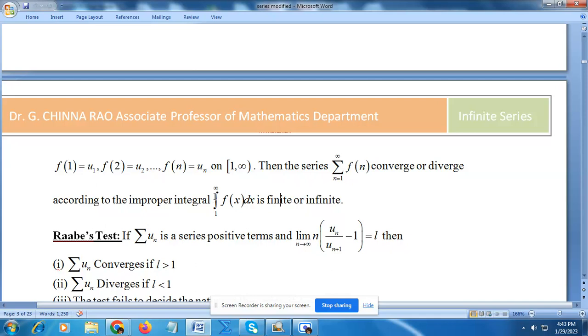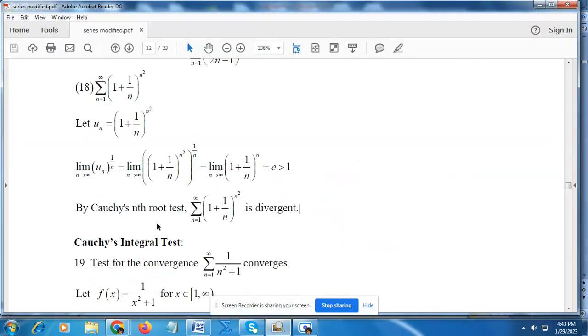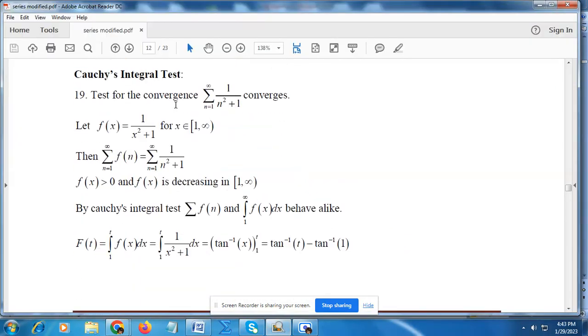Now we will go for problems. One more note: if the examiner mentions a specified test, then you have to apply that specified test. If it is not specified, you can apply any one of the tests to discuss the convergence. Test for the convergence of sigma 1 by n square plus 1.